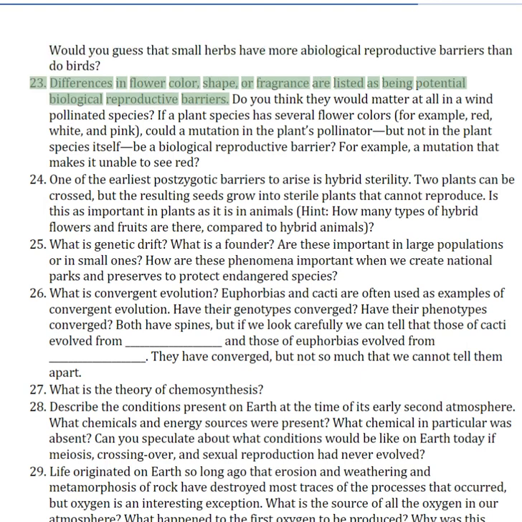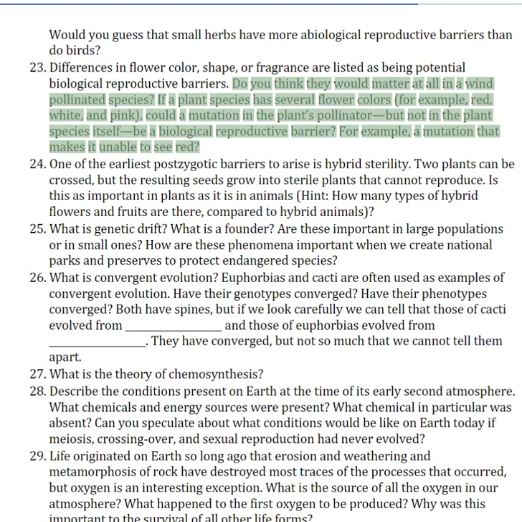23. Differences in flower color, shape, or fragrance are listed as being potential biological reproductive barriers. Do you think they would matter at all in a wind-pollinated species? If a plant species has several flower colors, could a mutation in the plant's pollinator, but not in the plant species itself, be a biological reproductive barrier? For example, a mutation that makes it unable to see red?